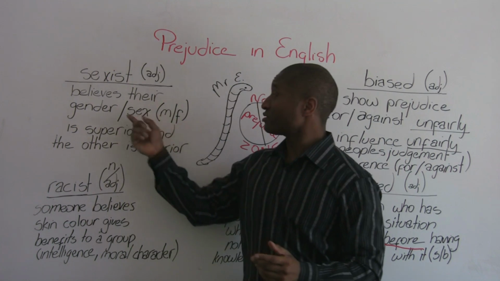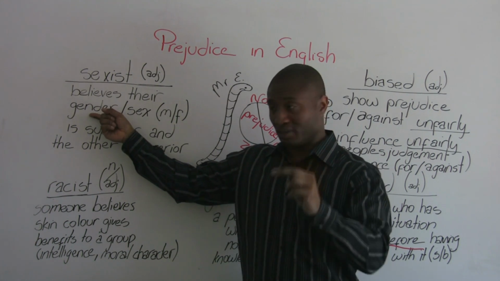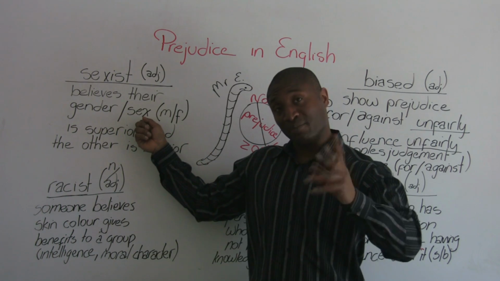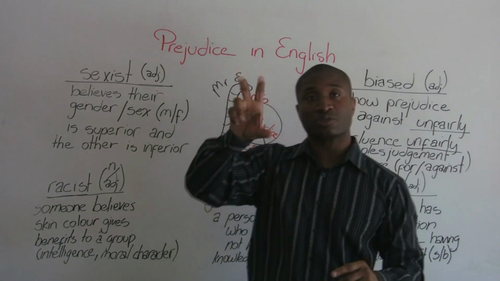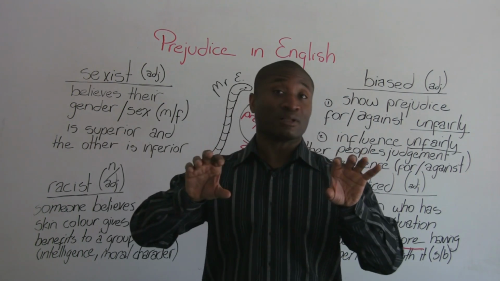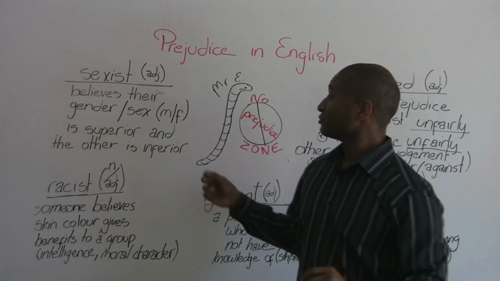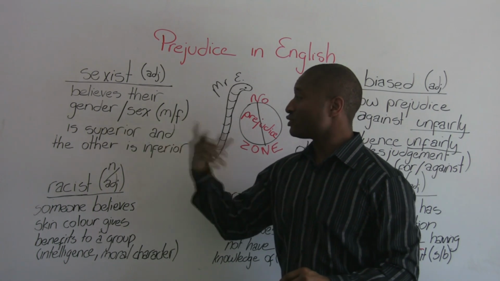Another word for sex is gender. So gender means man or female. Sex, also in North America, means man or woman. And M F means male, which is man. Say M, man, and F, female, right, which is woman. So a sexist believes their gender, sex, or if they're male or female, is superior to the other.